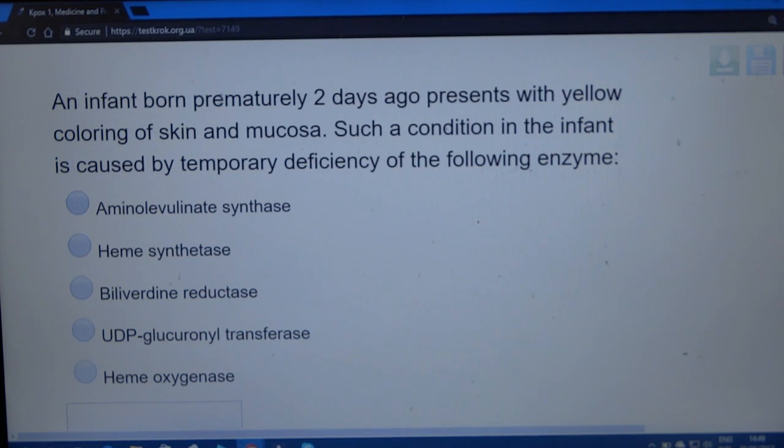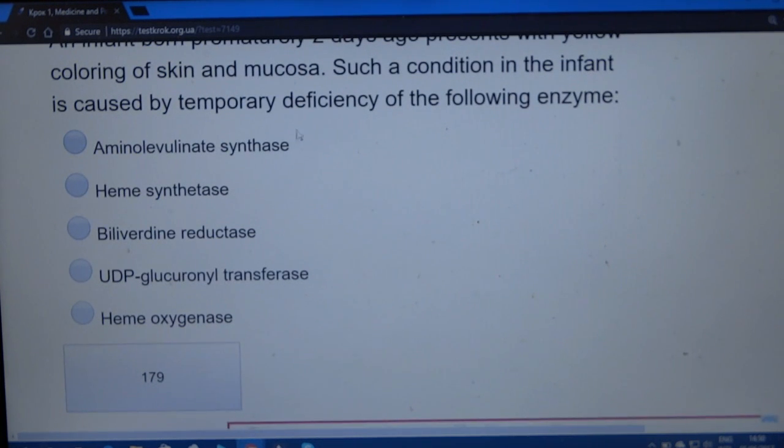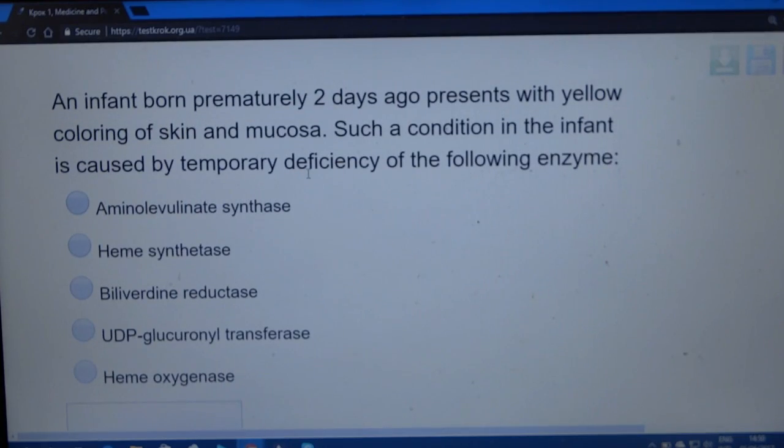An infant born prematurely 2 days ago presents with yellow coloring of skin and mucosa. Yellow coloring of skin, of course, that should tell you there's what? Jaundice present. Now, such a condition in the infant is caused by the temporary deficiency of the following enzymes. Wow. Do you remember UDP? Yes. I've already explained UDP to you. It helps to prevent the breakdown of bilirubin.